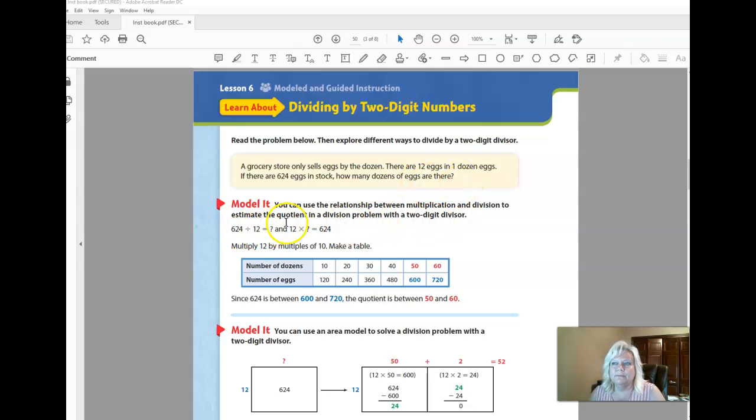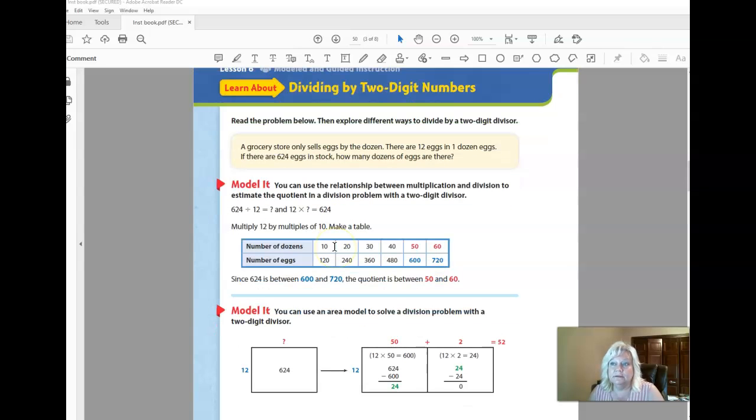So our number is 624 divided by 12. When we model it, we want to remember that relationship that what you multiply and divide go together. Division undoes the multiplying. So they're asking you to think about 624 divided by 12 equals what? We don't know the answer yet, but I can turn that around and say, well, 12 times something is going to equal 624.